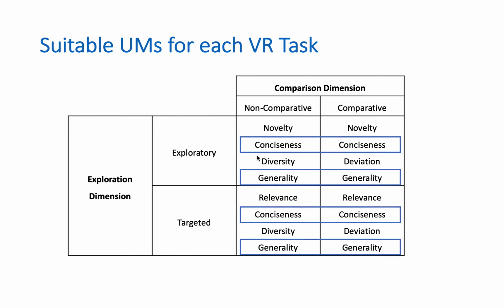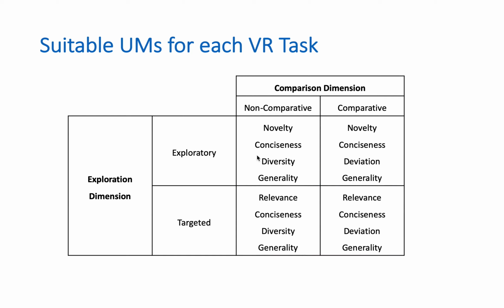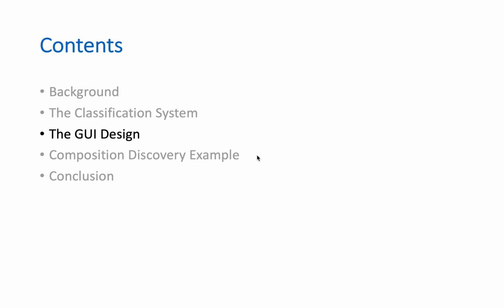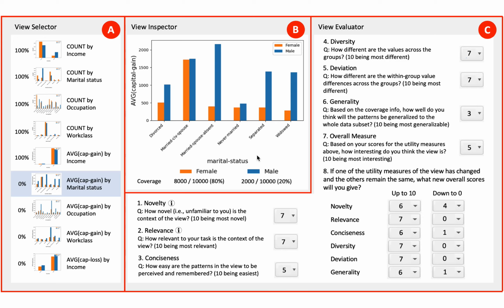The remaining two utility measures are common among all four categories, so that after all we have identified 4 commonly used utility measures for each view recommendation task category. So after we identify utility measures, we will use them in our GUI. And this is an overview of our GUI.